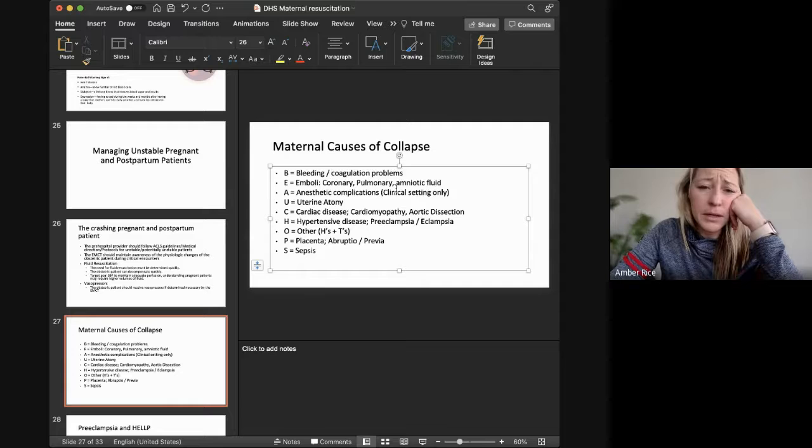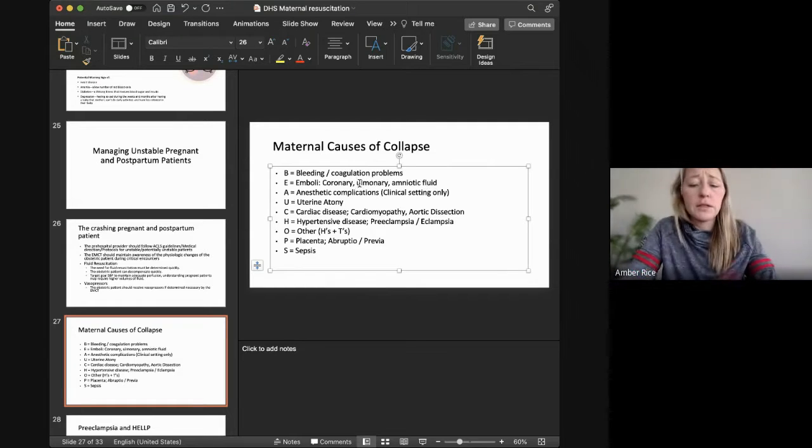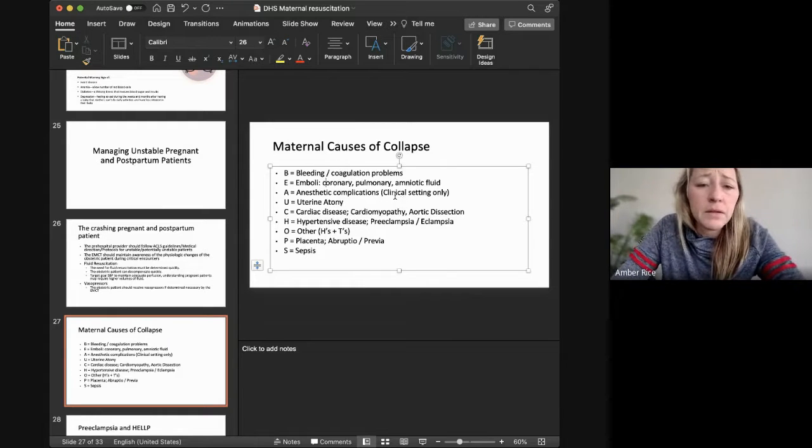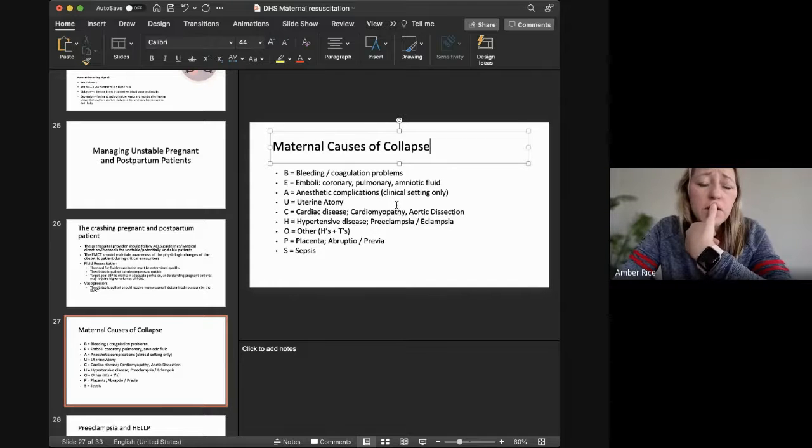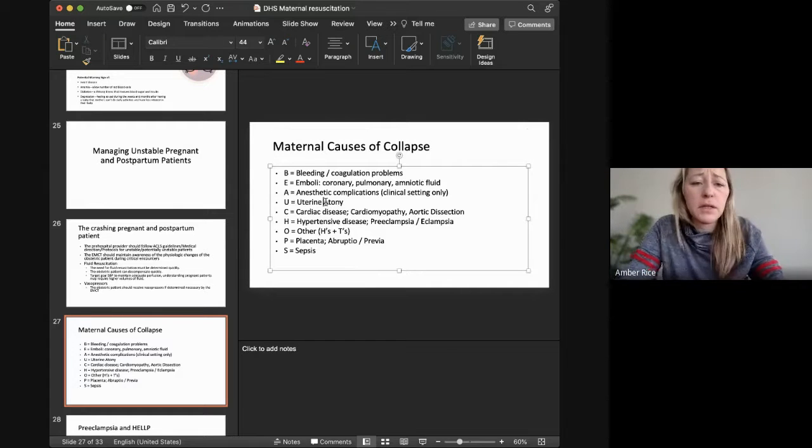Emboli, coronary, pulmonary, amniotic fluid. Okay. Anesthetic complications. Do we want to keep this one? I guess we can. It was in there. It's one of the parts of the acronym BOCHOPS, but it's not something we're looking for in the field setting. Yeah, but you could be called, so it would make sense. Uterine atony. This is like immediate postpartum.